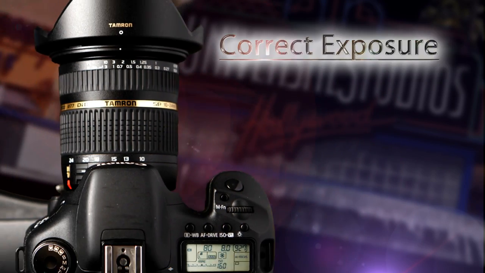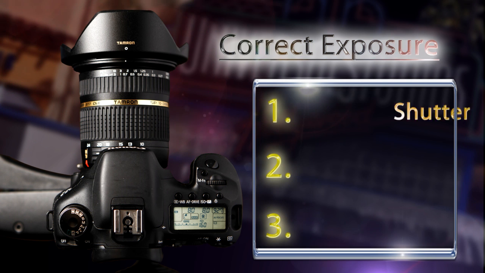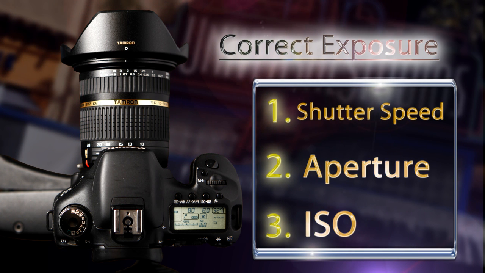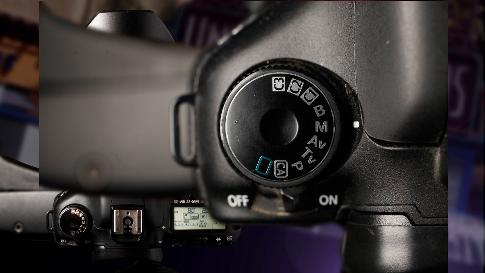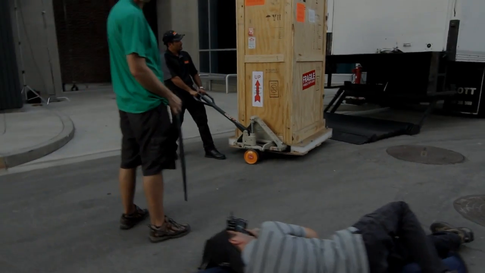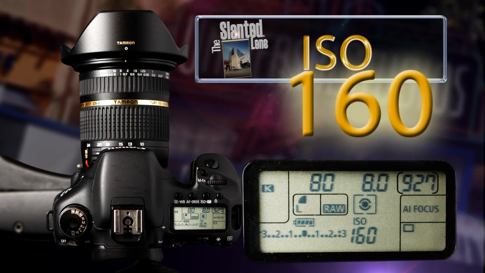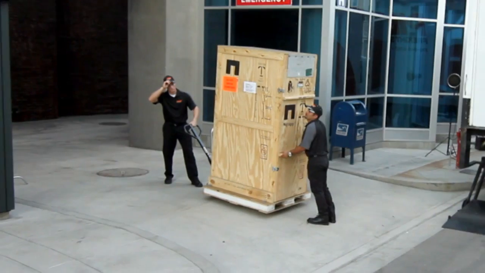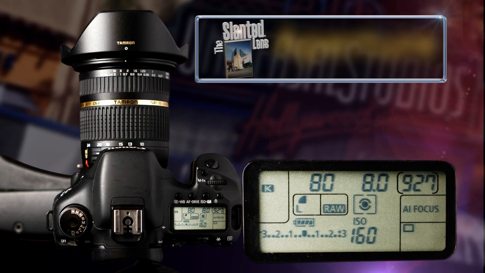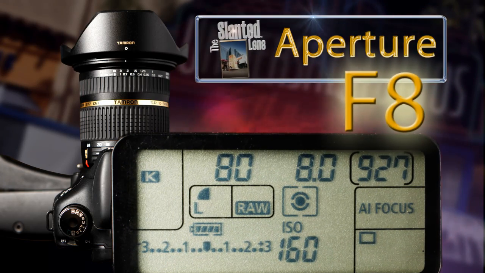As you know, correct exposure is created by three things: shutter speed, aperture, and the ISO. First, set your camera on manual. I use manual most of the time because it gives me complete control of the exposure triangle. Second, I start with my ISO at 160. This may change as the sun goes down. Third, I set my aperture at f8.